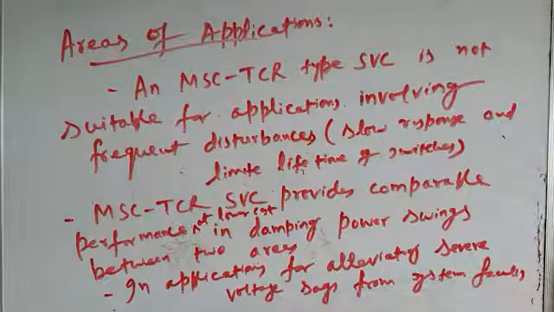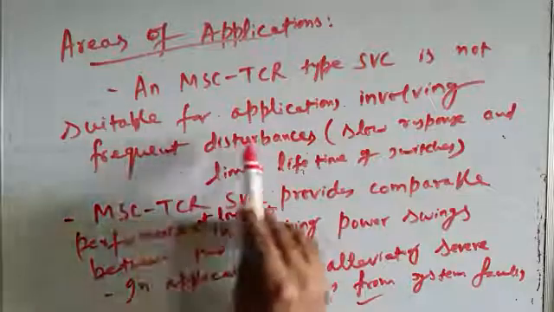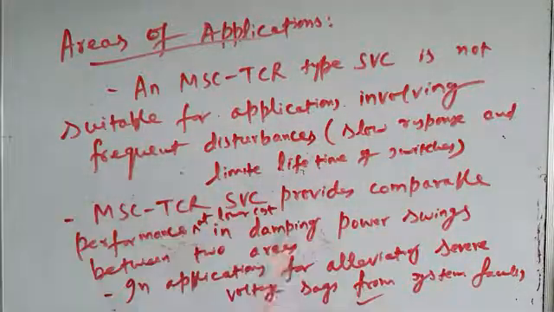So there may be some short circuit, some fault that will result in severe voltage sag. And where there is severe voltage sag, I have already told you a shunt compensator injects reactive power into the bus and it provides the voltage support and prevents the severe voltage sag. So this is another area of application of MSC TCR SVC. Therefore MSC TCR SVC is not suitable for applications involving frequent disturbances.